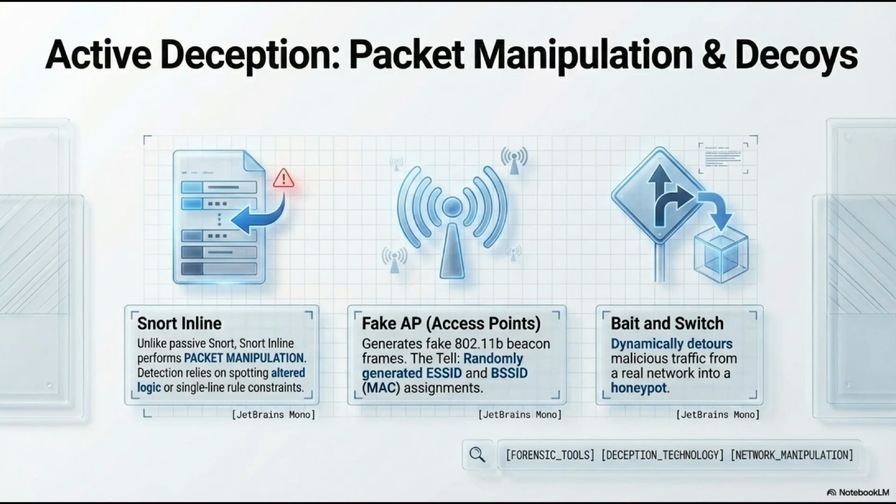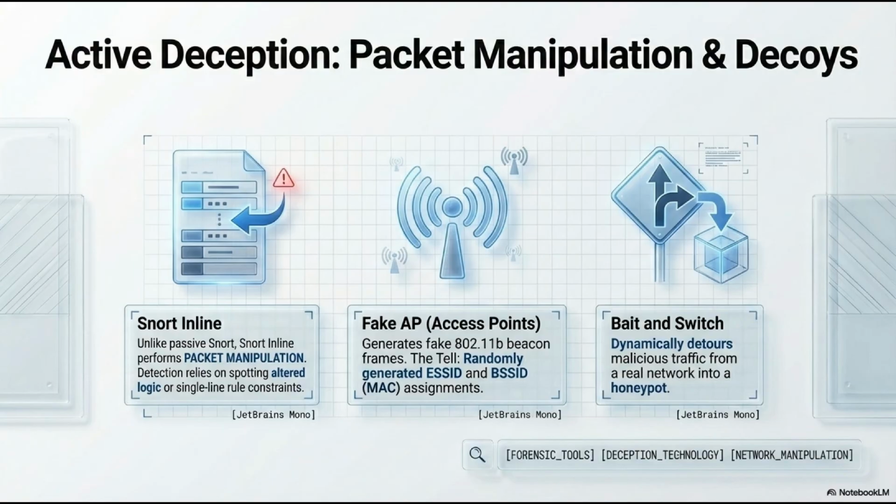Next up, fake AP. Fake access points. These just generate thousands of fake Wi-Fi beacons to hide the real ones. The tell here is just chaos. They generate random ESSID and BSSID assignments. So the ESSID is the network name, like coffee shop Wi-Fi. Right, and BSSID is the MAC address of the router. If you scan for Wi-Fi and see 1,000 networks with gibberish names and shifting MAC addresses, you're looking at a fake AP tool. It's just electronic chaff.